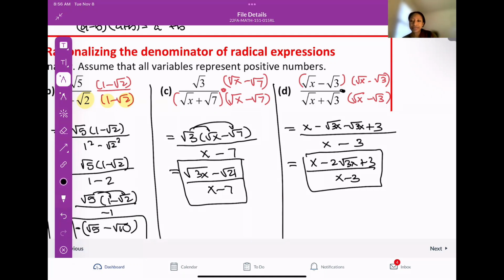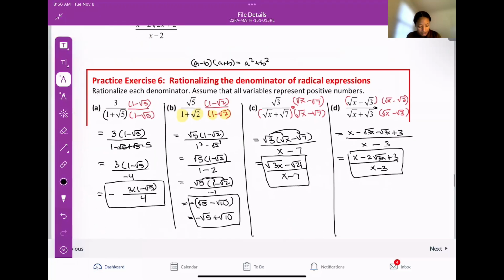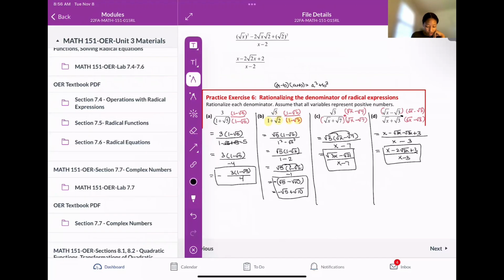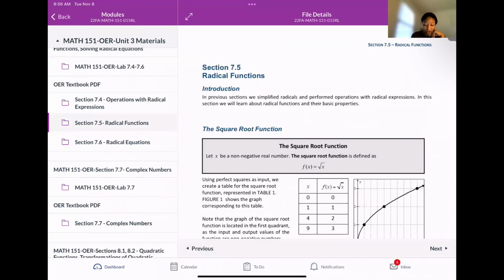All right, we did it. So that wraps up section 7.4, which is about simplifying radical expressions. Again, this idea of rationalizing the denominator, you'll see this pop up in a lot of other sections going forward. Next, let's jump to section 7.5, where we talk about radical functions. And then in 7.6, we'll solve radical equations.